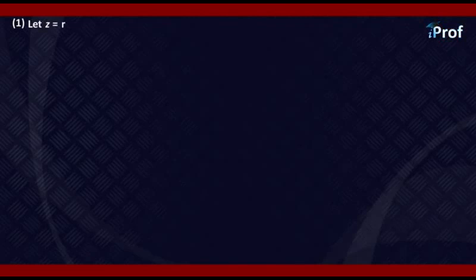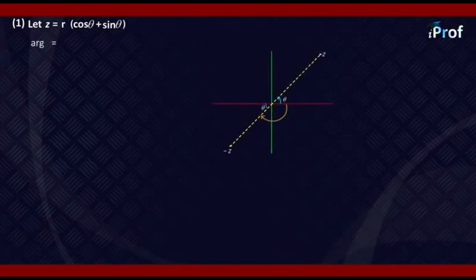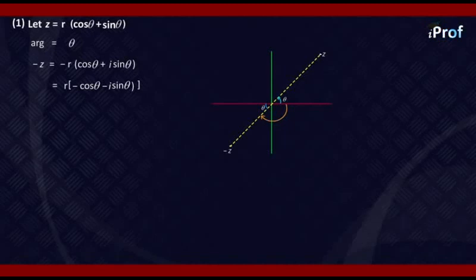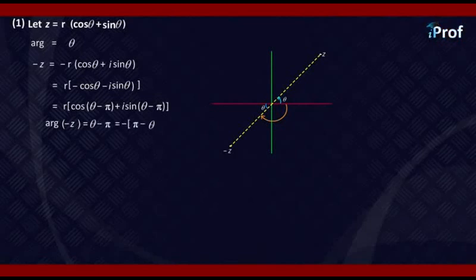To illustrate the above facts, let z equal r times (cos theta plus iota sin theta). Clearly, argument of z is equal to theta. Then minus z will be represented by minus times r into (cos theta plus iota sin theta), which can be written as r times (minus cos theta minus iota sin theta), or r times (cos of (theta minus pi) plus iota times sin of (theta minus pi)). Therefore, argument of minus z becomes theta minus pi, which can be written as minus times pi minus theta or minus times pi minus argument of z.